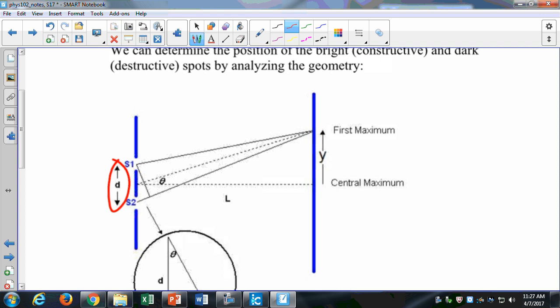Actually, let me go ahead and write down the expression. I'll write it again later. But the expression for a double slit that Thomas Young came up with is d sine theta equals m lambda. And d here represents the distance between the two slits. These are usually pretty close, on the order of tenths or hundredths of millimeters, not very far apart.